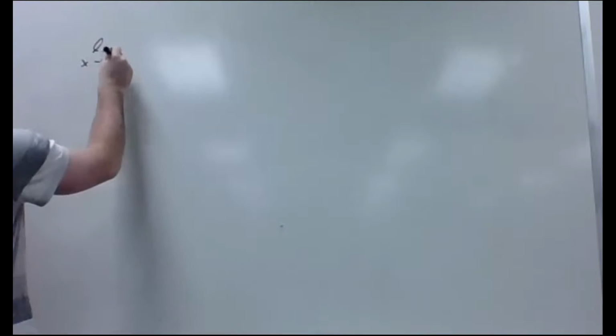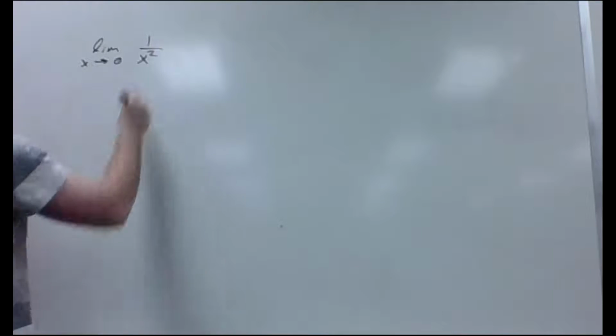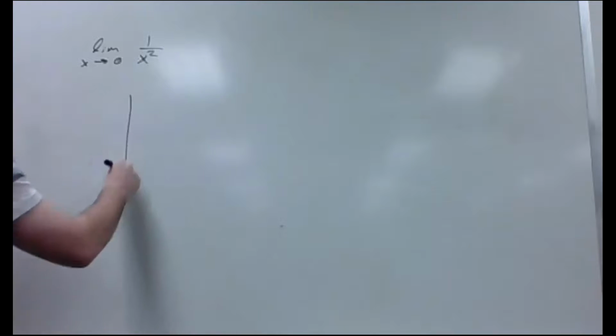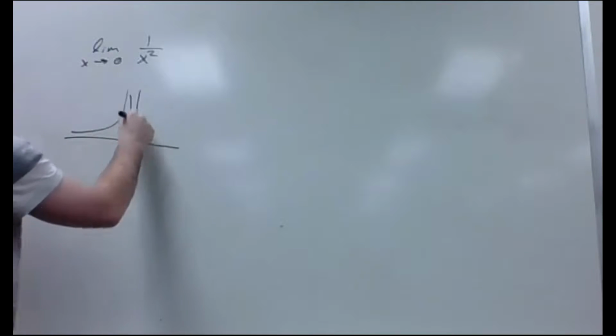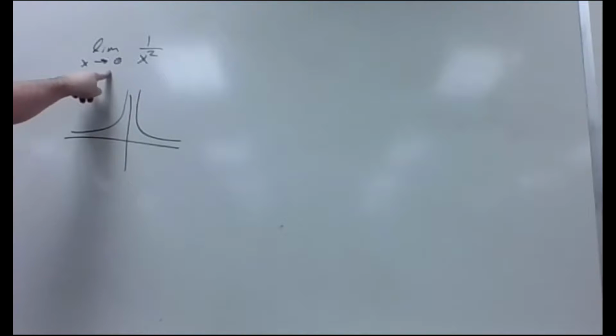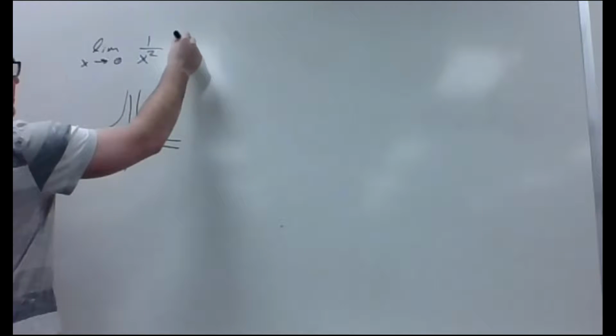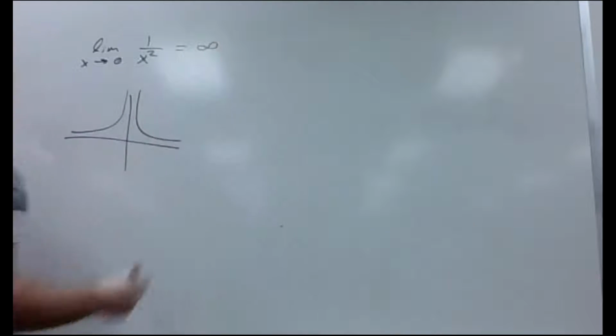And one other thing to check. Let's go back to this problem. We know that the graph of this looks like this, right? And as x approaches 0, this is going to be a smaller and smaller number, which makes this basically come out to be infinity, right?